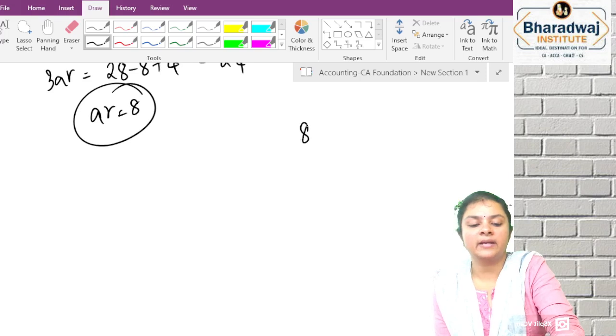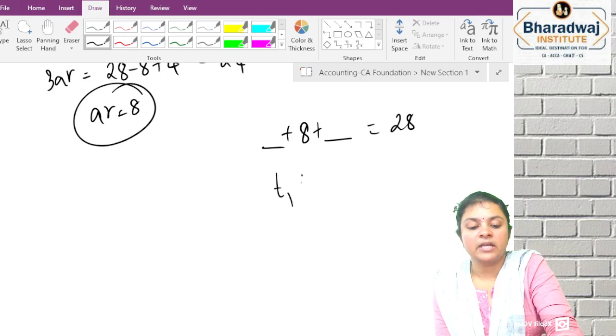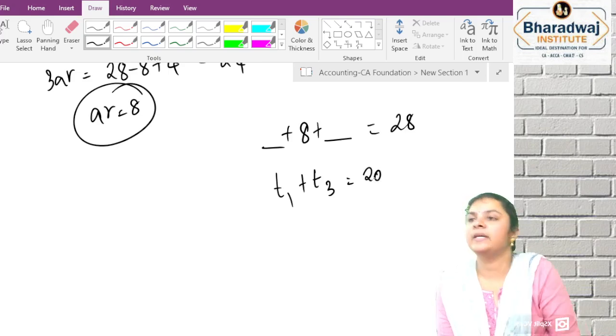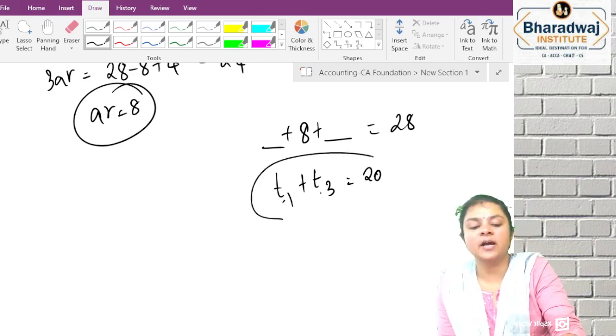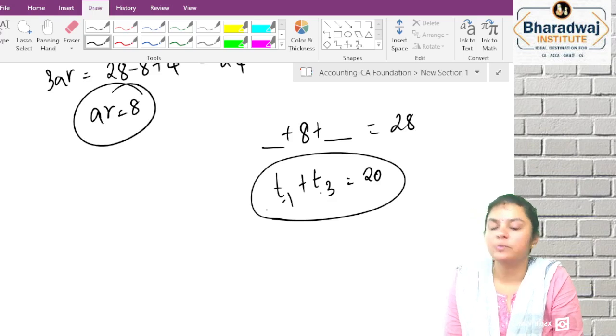So I can write, the sum of the terms is how much? 28. So T1 plus T3 is 28 minus 8, so 20. So the first and the last term total in the GP is 20. So for now we know this much. How to find out the first and the last term?